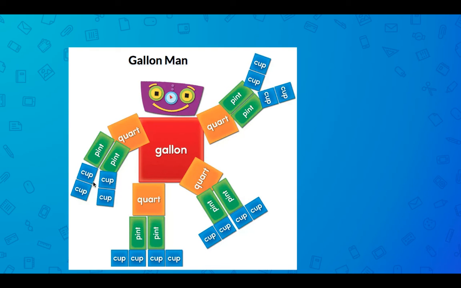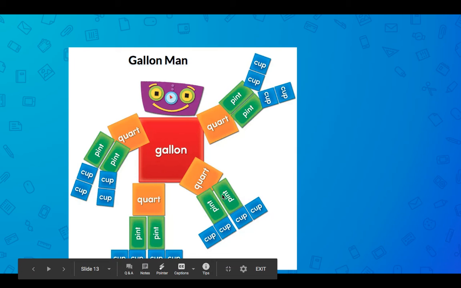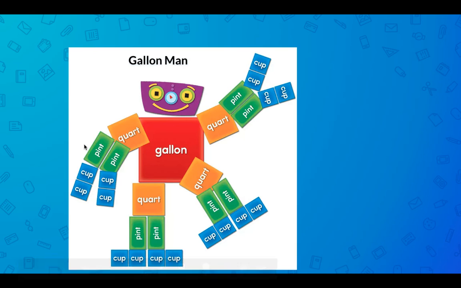Pints are bigger than cups, but pints are smaller than quarts and gallons. Okay, and if you look at the gallon man, 1, 2, 3, 4, 5, 6, 7, 8 pints make up 1 gallon. Okay, then I have my cups. My cups are the smallest out of my pints, my quarts, and my gallons. It is the smallest measurement out of my 3 before. 4 cups make up 1 quart. 2 cups make up a pint.